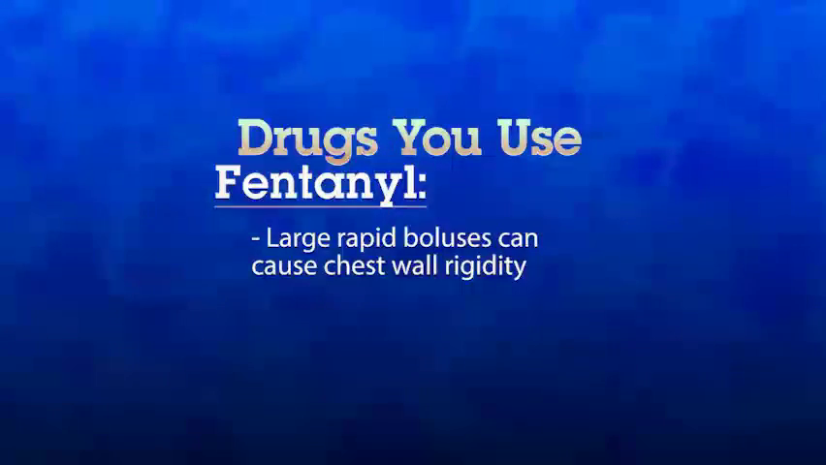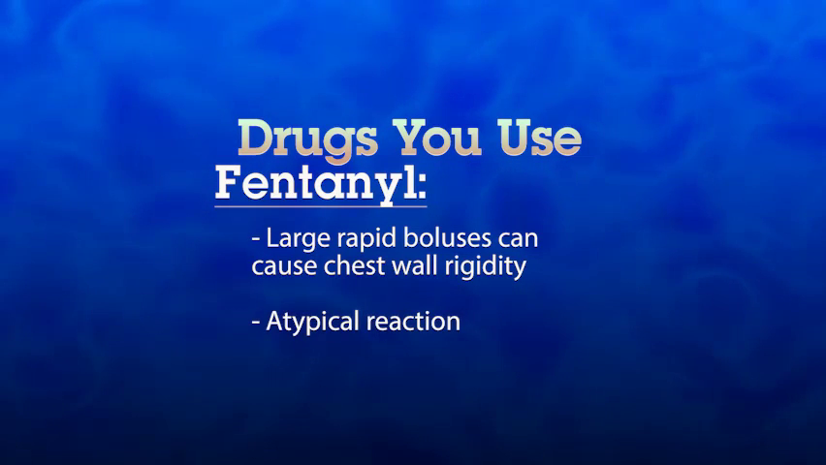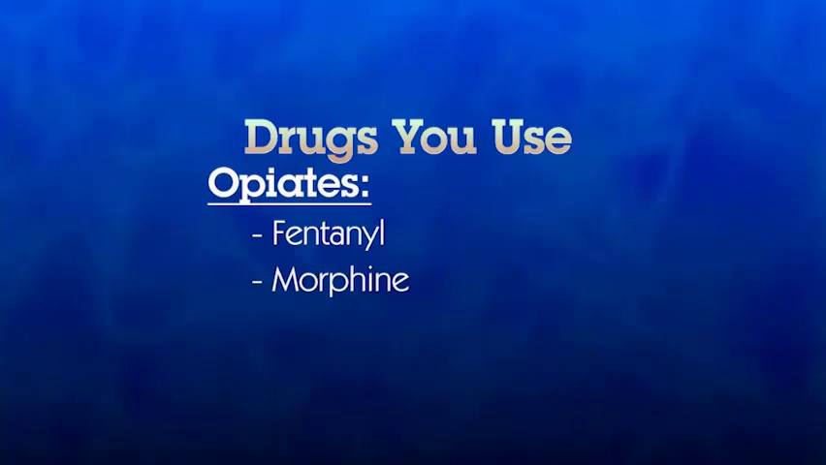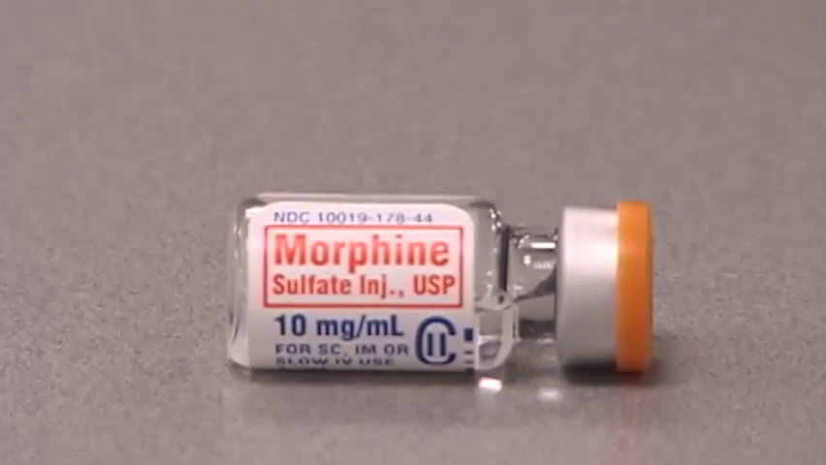Fentanyl in large rapid boluses can cause chest wall rigidity, although the amount of fentanyl typically used for moderate sedation likely would not cause this kind of reaction. Two other drugs in that category include morphine and hydromorphone. They're longer acting, and for patients who are either inpatient or going to have longer procedures, it may make sense to use drugs like morphine so that you limit the number of times you have to bolus fentanyl.